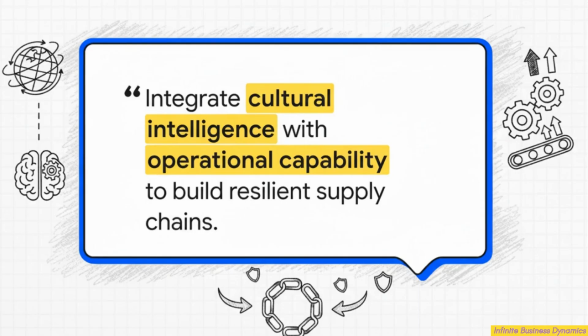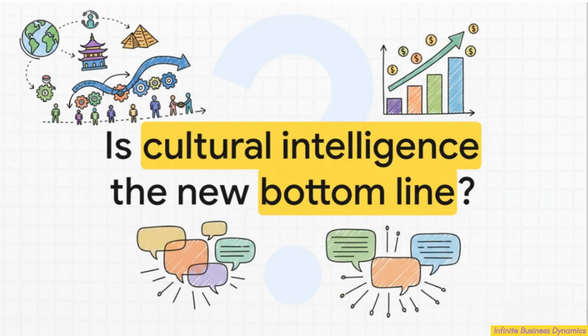And this quote just nails the key takeaway of this whole explainer. True success in the global economy isn't just about being good at logistics, it's about combining that operational muscle with deep cultural intelligence. That right there is the secret sauce to building a supply chain that's resilient enough to last.